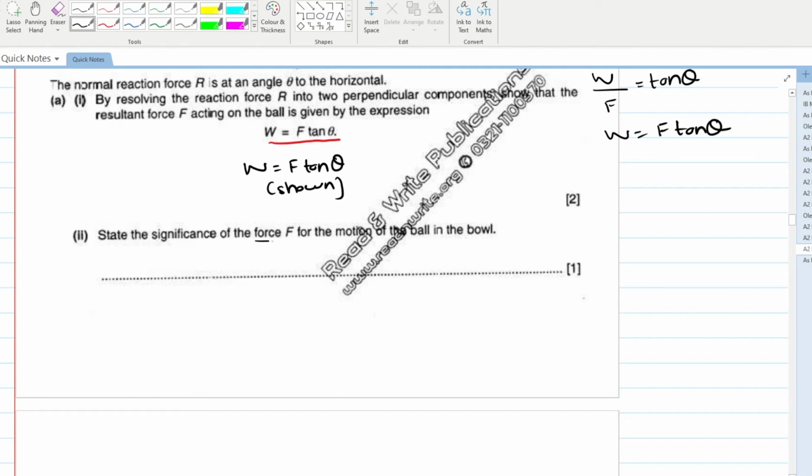State the significance of the force F. What is the significance of the force F? It is the centripetal force. Force F is the centripetal force. Simple as that. Nothing more, nothing less.